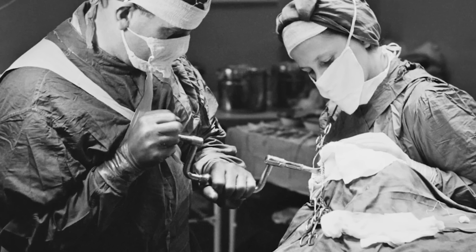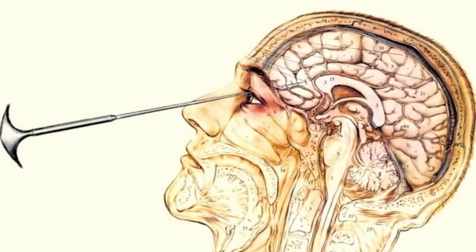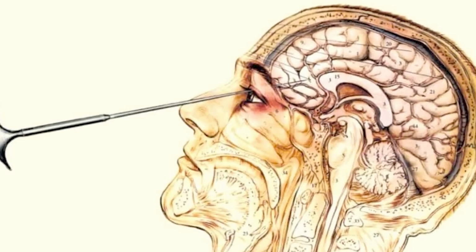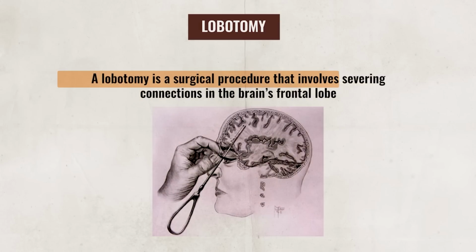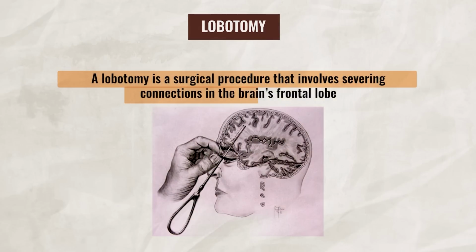Now, over the years, we have seen psychosurgery evolve and change. For example, in the mid-20th century, lobotomies were used to treat schizophrenia and severe depression, but it often resulted in serious side effects. A lobotomy is a surgical procedure that involves severing connections in the brain's frontal lobe. Today, lobotomies are extremely rare due to the significant risks and due to the availability of safer, more effective treatments, such as medications or psychotherapy.